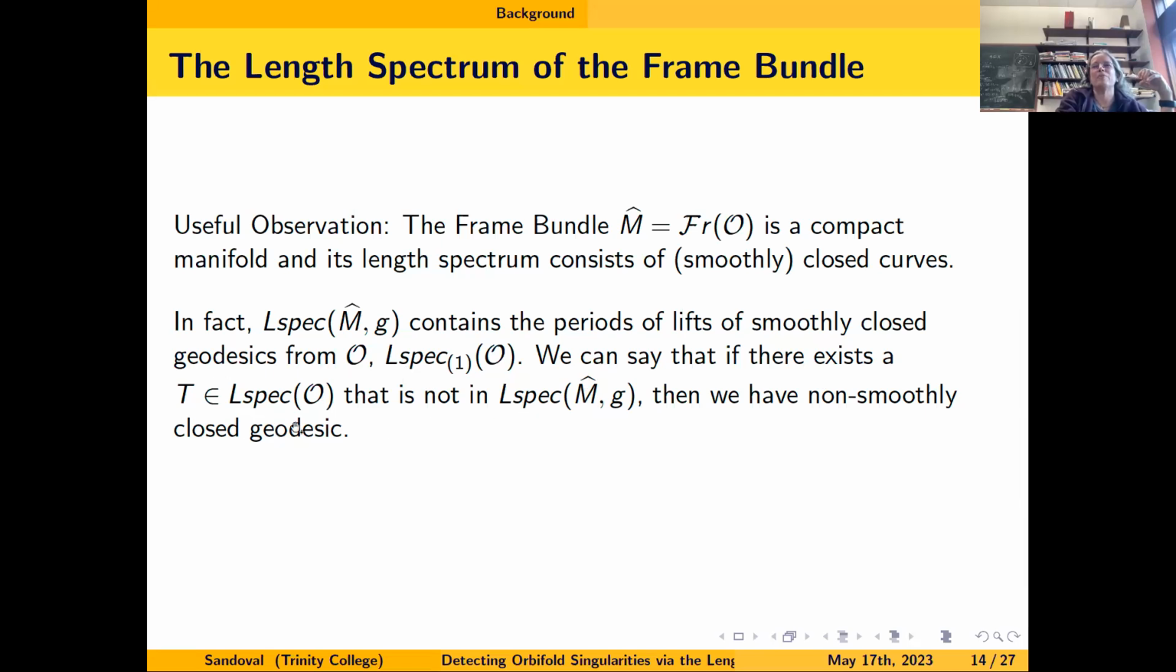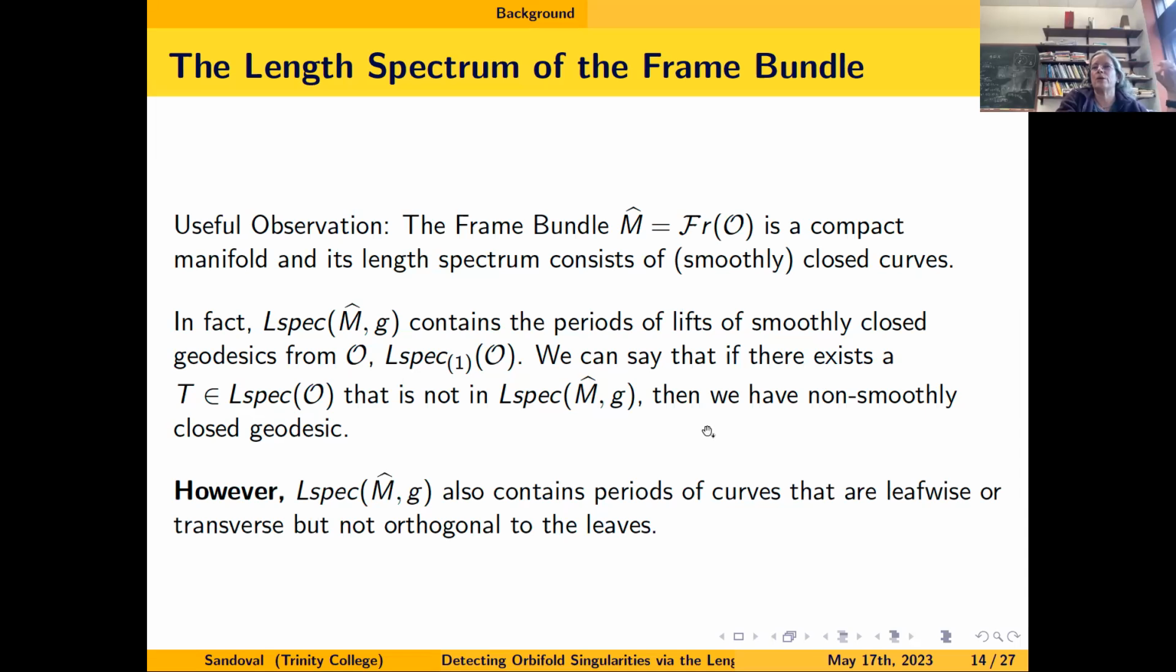Unfortunately, that's not a great result because the length spectrum of M hat contains a lot of stuff that we don't care about. Okay. So it contains periods of curves that are leaf-wise, by which I mean they're orbit-wise, or that are transverse but not orthogonal to the leaves. So it has a lot of stuff in there that I'm not interested in. So a result like this, finding a T in the length spectrum of O that's not in the length spectrum of M hat, contains too much stuff. And so what I'd like to do is filter it out. So that's what we're going to do.